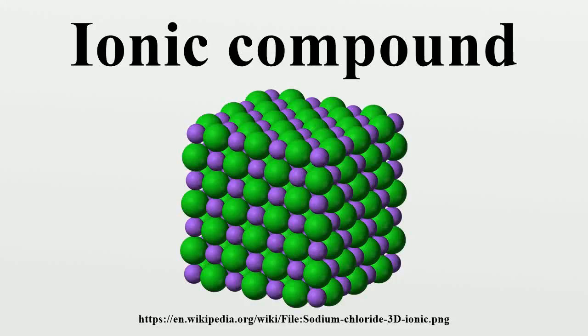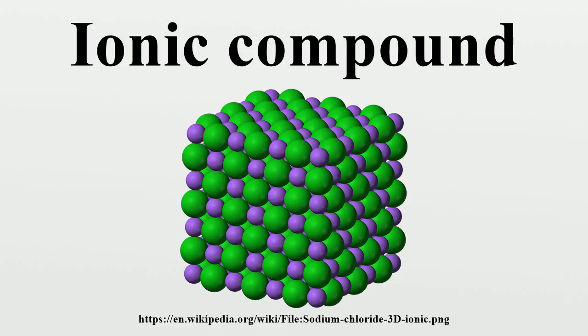In chemistry, an ionic compound is a chemical compound in which ions are held together by electrostatic forces termed ionic bonding. The compound is neutral overall, but consists of positively charged ions called cations and negatively charged ions called anions. These can be simple ions such as the sodium and chloride in sodium chloride, or polyatomic species such as the ammonium and carbonate ions in ammonium carbonate.